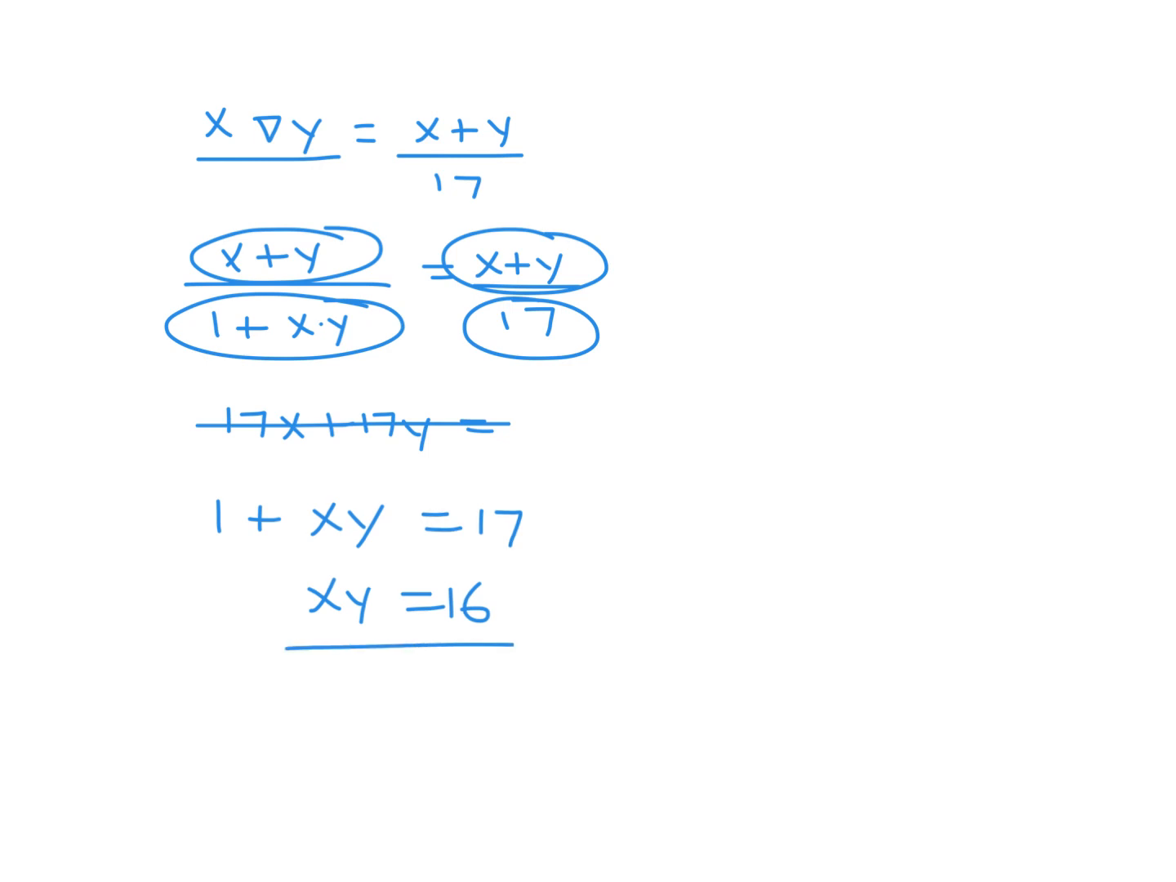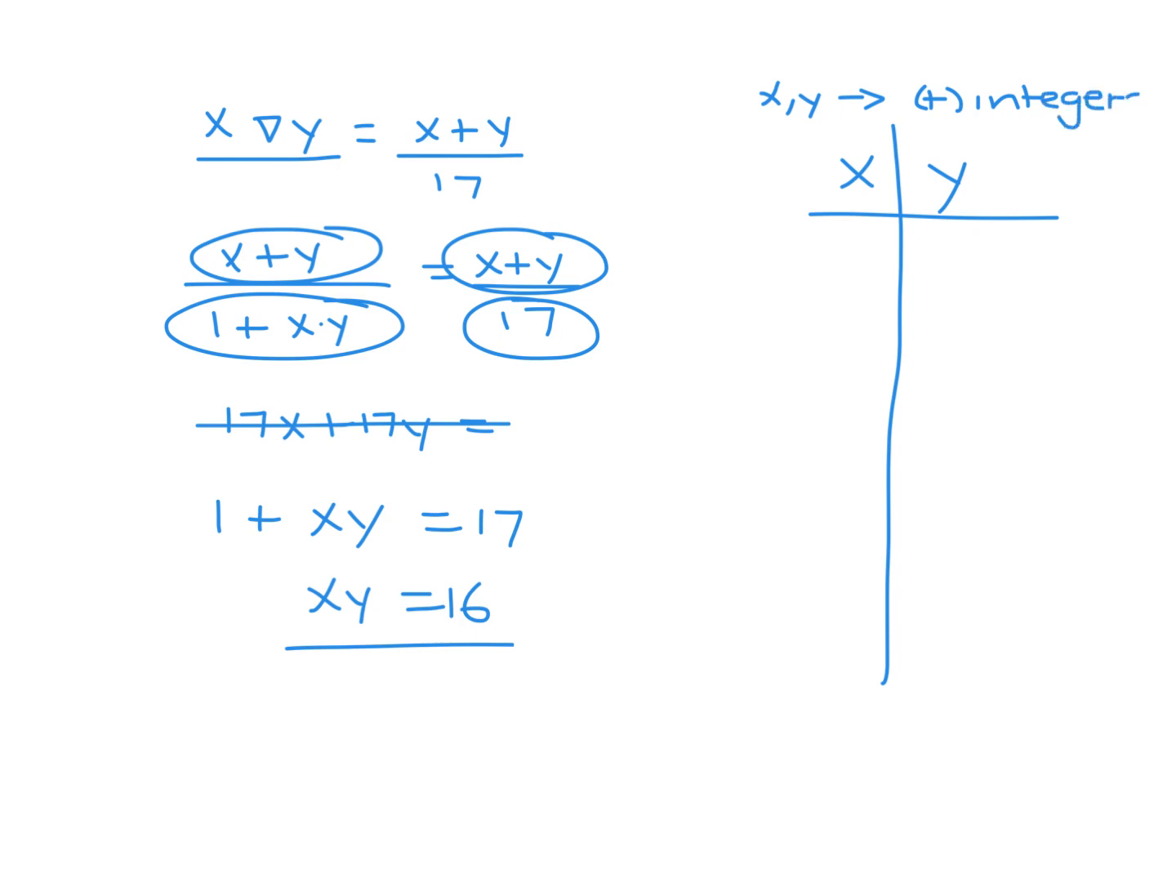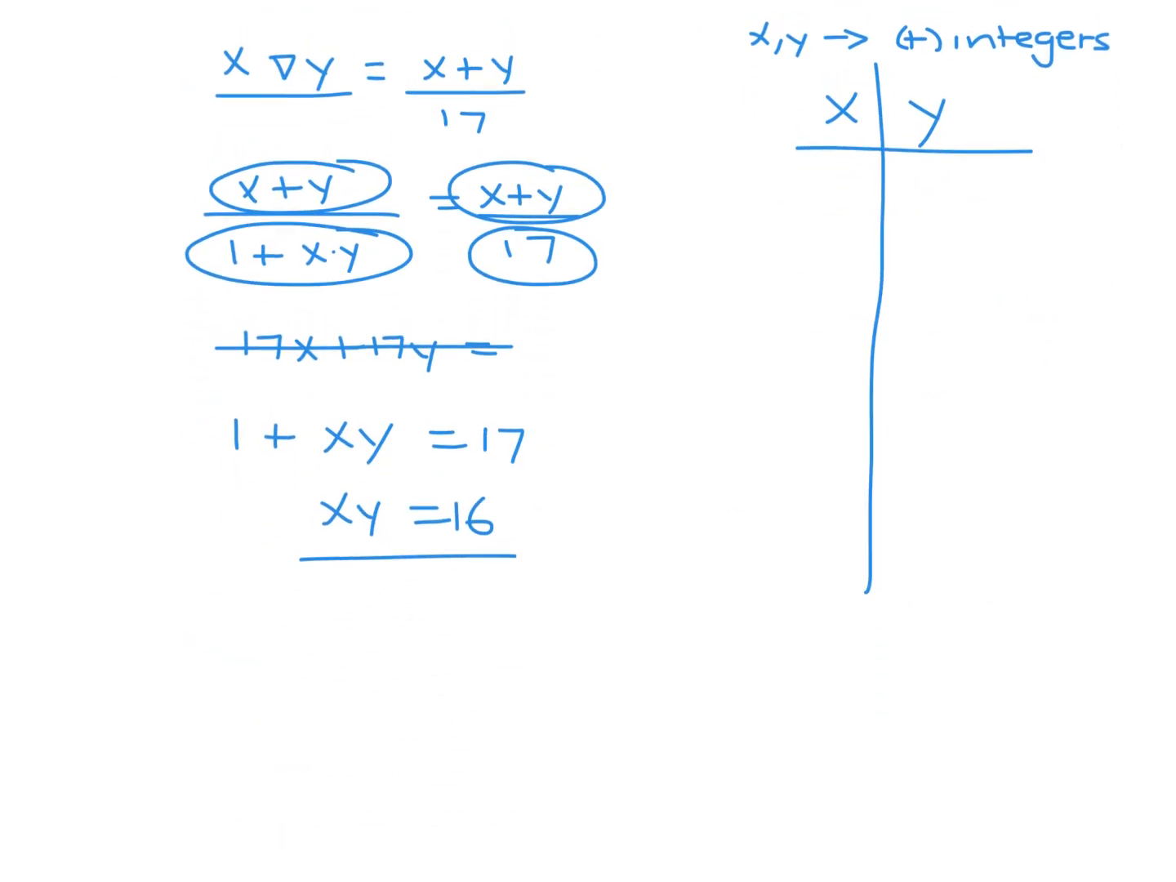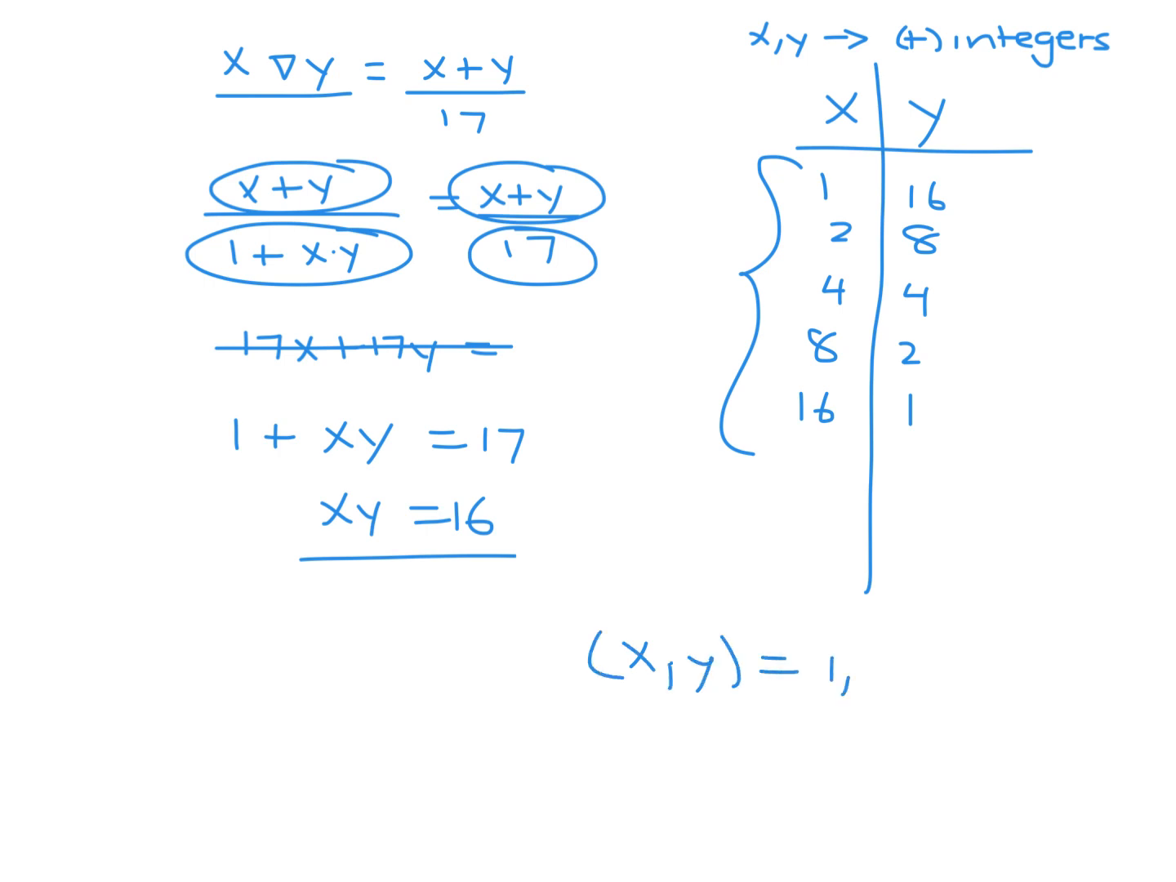Okay, so I guess I just have to find two values that multiply together to get 16, and keeping in mind that x and y are positive integers, because that's the criteria, right? I think. Let's go back. Yeah, they're positive integers. Okay. All right, so well, let's see. 1 and 16, that'll work. 2 and 8. 3 does not work. 4 and 4 works. 8 and 2, and 16 and 1. So these are the ordered pairs. And you can write them out like x, y can be 1, 16, 2, 8, dot, dot, dot, and so on, right? Just list them all.